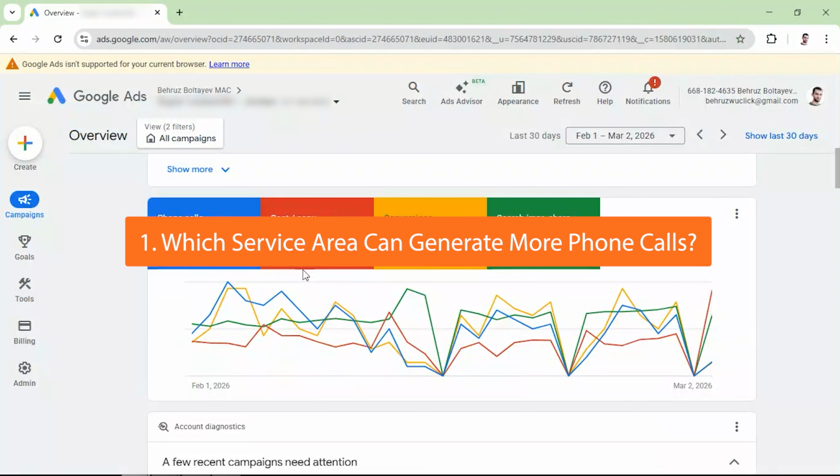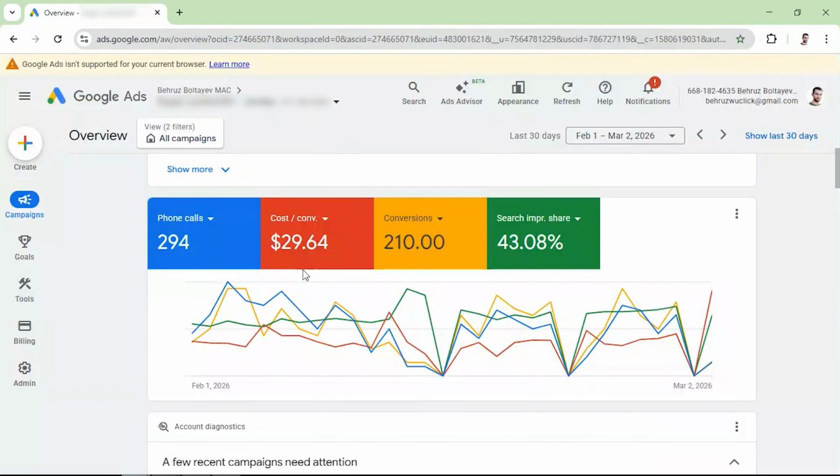The first question would be, which service area can generate more phone calls? If you compare these three, residential, commercial, automotive, some people might say commercial is more profitable, or some people might say car locksmith services are more profitable. Based on your experience, you should already know that. But based on my experience generating thousands of phone calls in this industry, I would say commercial might be more profitable if you can get a cheaper cost per phone call. And certain car locksmith services might also be profitable. Not all the services might be profitable, but certain car locksmith services might be.